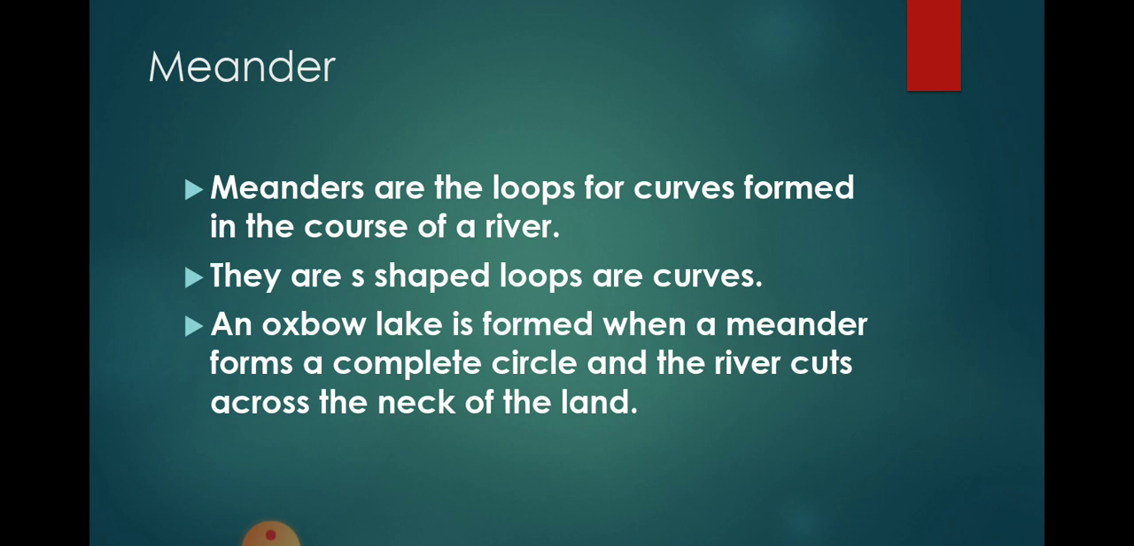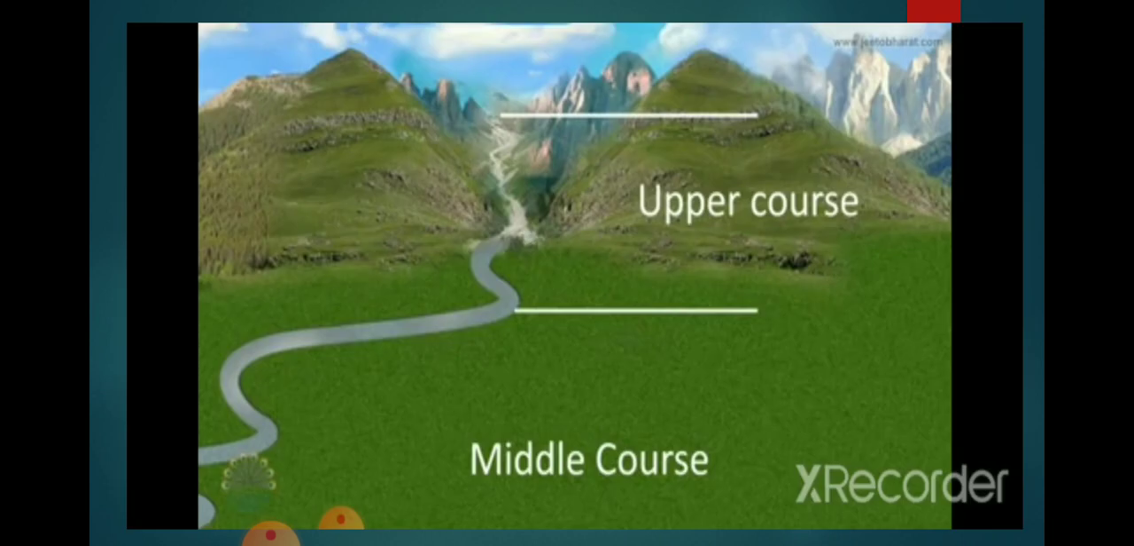We know that a river never flows in a straight line. There are bends and curves. Such a feature we call a meander. They are S-shaped loops and curves. An oxbow lake is formed when a meander forms a complete circle and the river cuts across the neck of the land. So this oxbow lake is also formed due to the meander, and how it is formed I'll show you just now. You can watch it and understand it properly. Okay, so 1 minute, you can watch this.